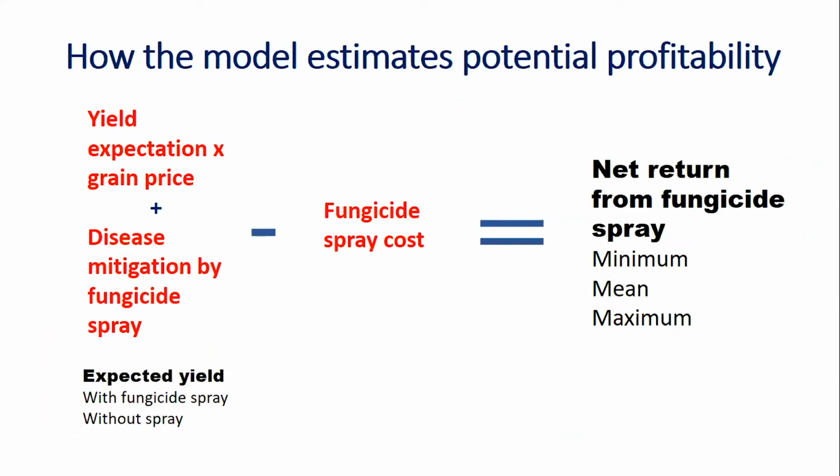Then it uses the expected yield in conjunction with these other inputs that you put in, so the yield expectation and your expected grain price, plus disease mitigation by fungicide spray, and then it takes away what you've imported as the fungicide spray cost, and then it will give you the net return from fungicide spray. It will give you the minimum, the maximum, and the mean, what it thinks the most likely outcome will be. So it's a really useful tool, and particularly in seasons like this, we encourage everybody to give it a go, and we'd love to hear your feedback.